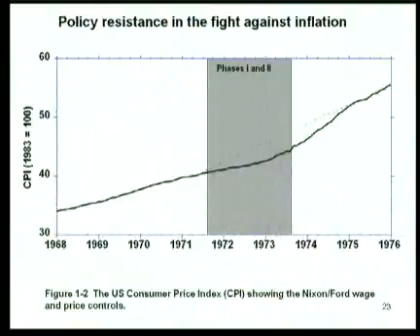Okay, what about another policy? This policy was one that actually the U.S. government implemented. It was a fight against inflation in the 1970s. And what we're showing here is the Consumer Price Index for the United States between 68 and 76. In the early 70s, inflation had accelerated, and the Nixon administration felt action had to be taken. So, although Nixon was a conservative and a Republican, he chose to implement wage and price controls.